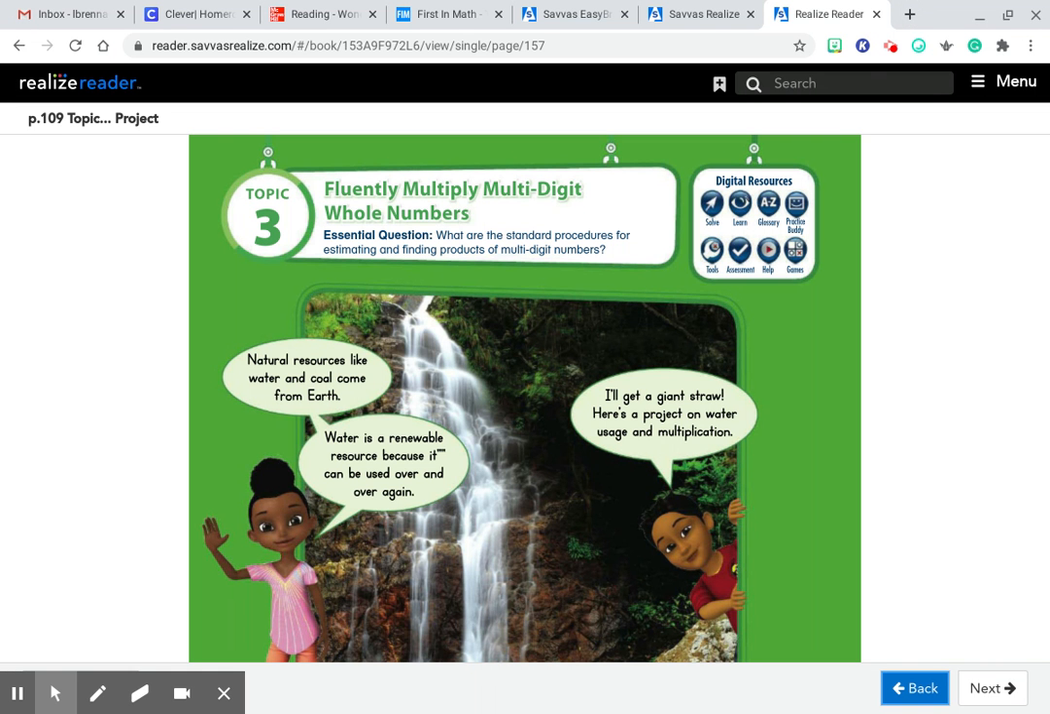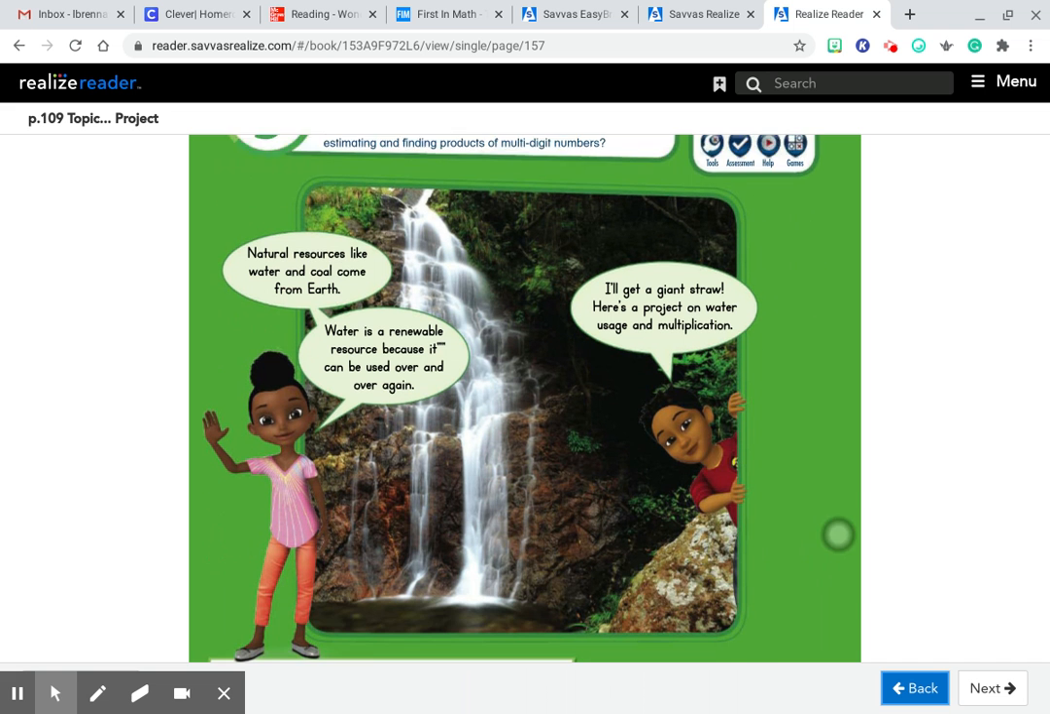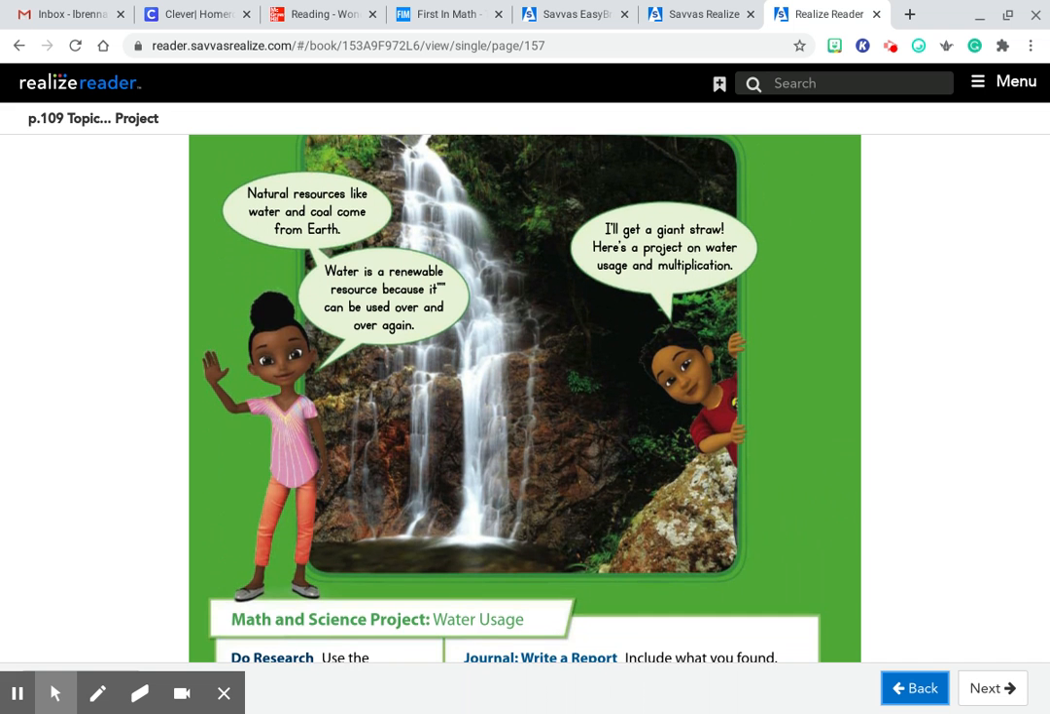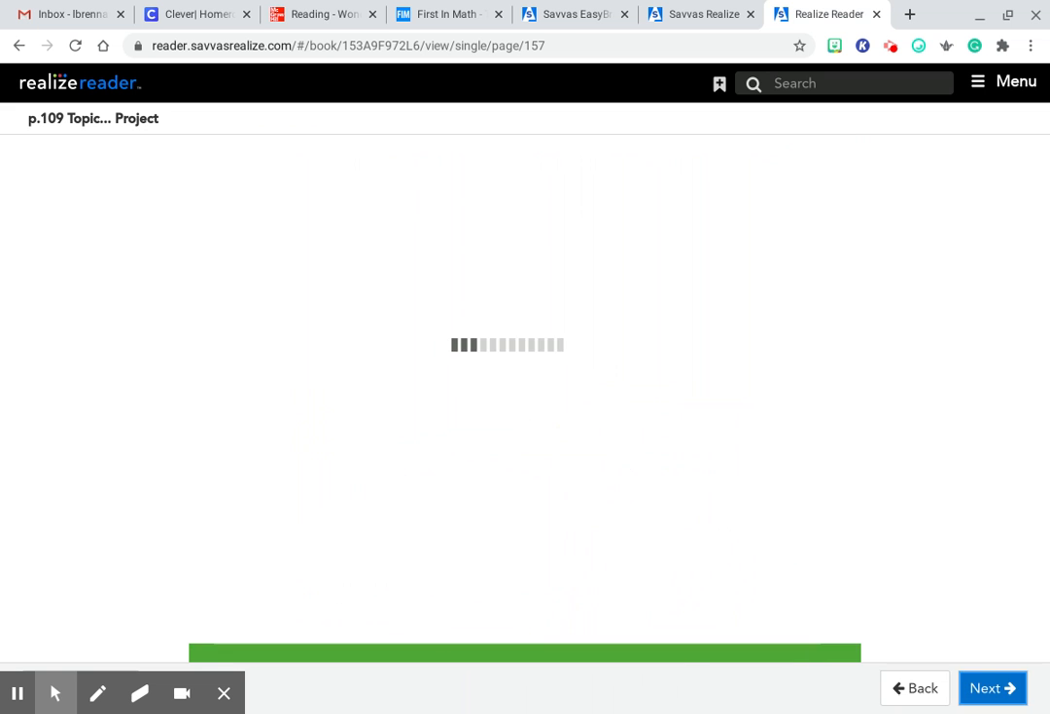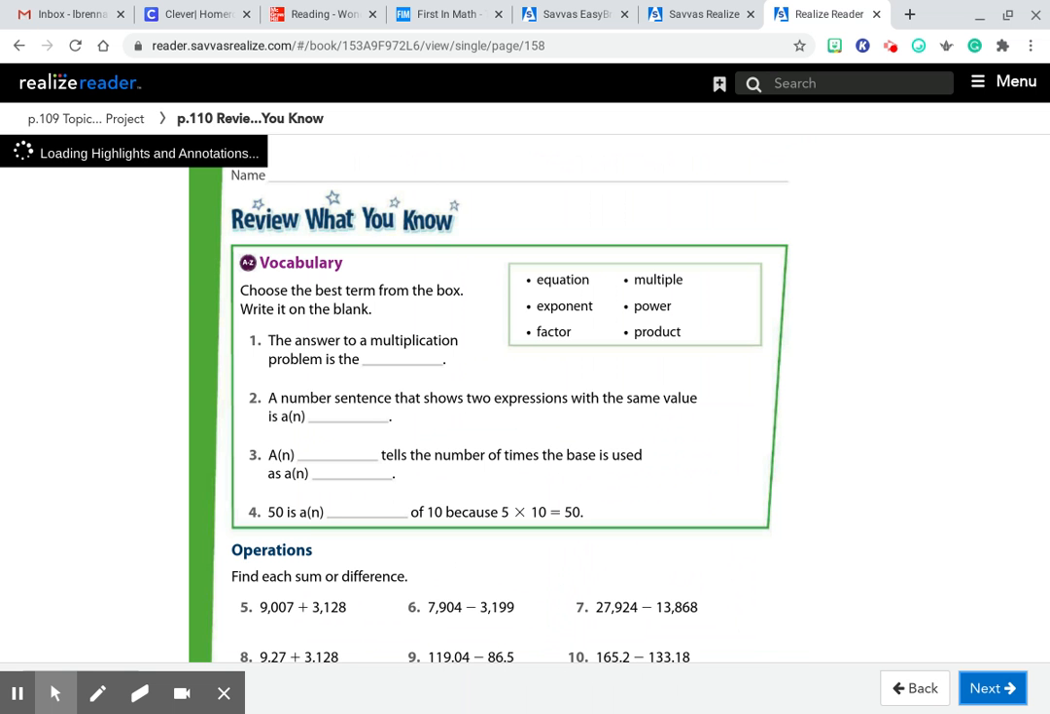Okay, today we're starting topic 3, fluency of multiplying multiple digit whole numbers. So read over the essential question. The essential question is, what are the standard procedures for estimating and finding products of multi-digit numbers? And there's a lab activity you can do. You can take a look at your family water usage if you're interested, if you have time to work on that. I'm going to get started with the required work.